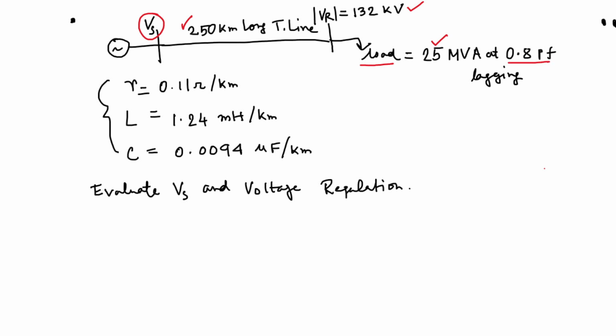The line data are given. Resistance value is equal to 0.11 ohm per kilometer. Inductance value is given 1.24 millihenry per kilometer and capacitance value is given 0.0094 microfarad per kilometer. Now you need to evaluate two parameters. Number one, sending end voltage, and secondly, voltage regulation.